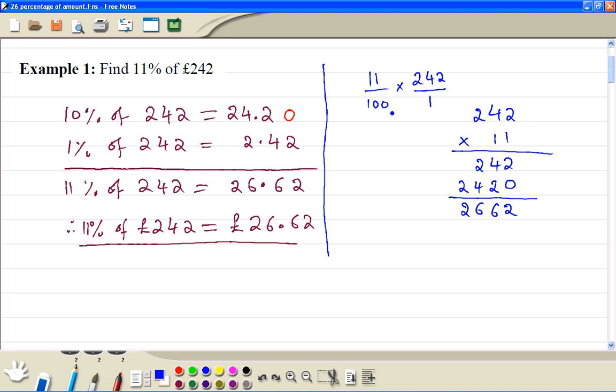Then you're dividing by 100. So when you divide by 100, you move the decimal to the left 2 places. So that will be 26.62. So now you can say 11% of 242 is equal to £26.62.